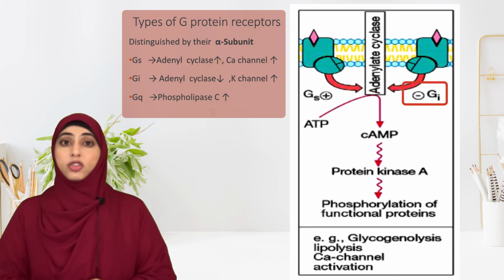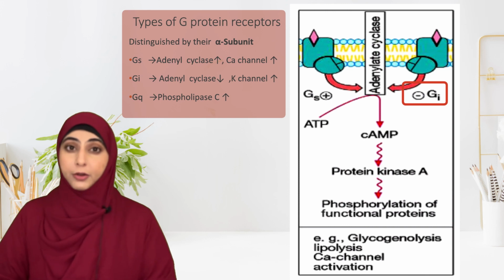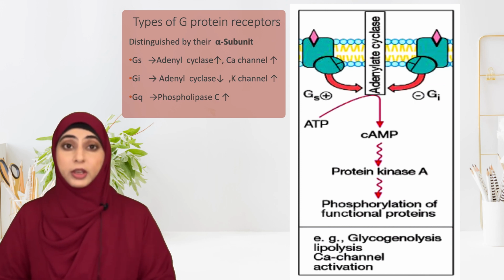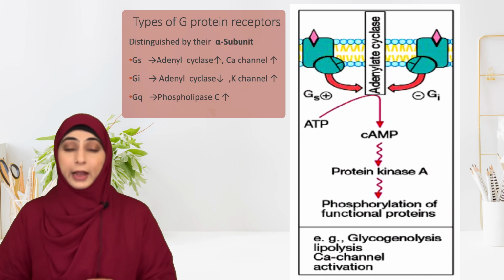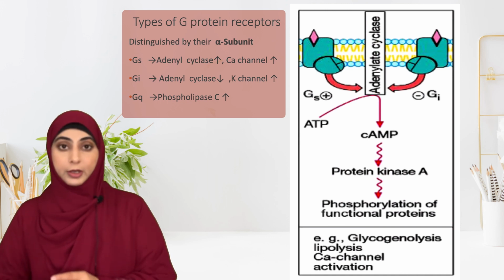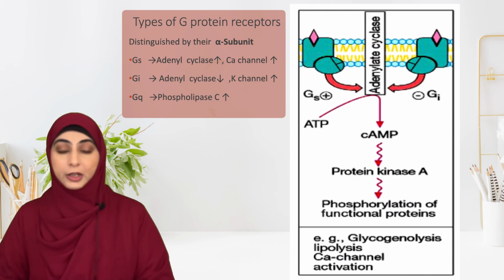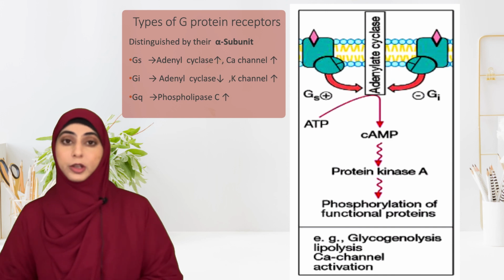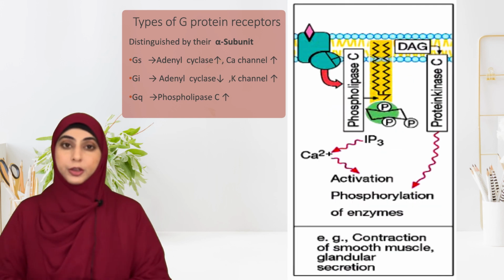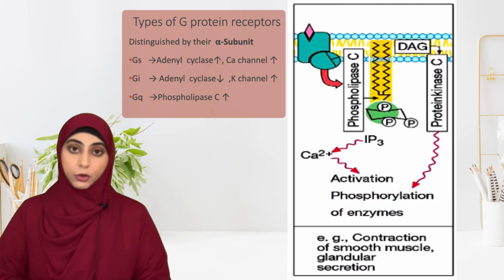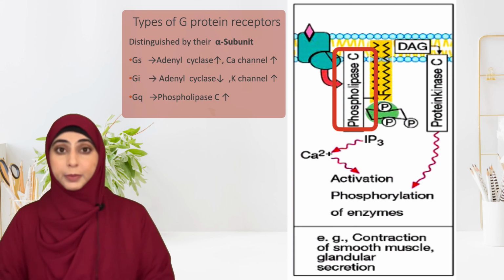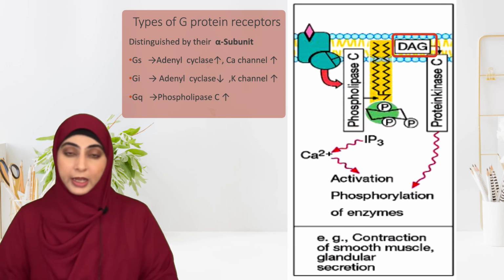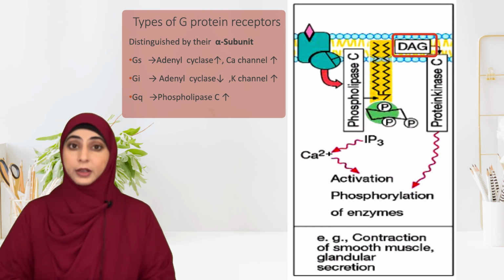There is a GI protein, which is an inhibitory G protein. Activation of a receptor coupled to a GI protein will cause activation of the GI protein, which is inhibitory in nature, and it will cause inhibition of adenyl cyclase and decrease in the production of cyclic AMP. GQ is a separate system. It causes activation of phospholipase C, which then forms inositol triphosphate, which is IP3, and diacylglycerol, which is DAG.